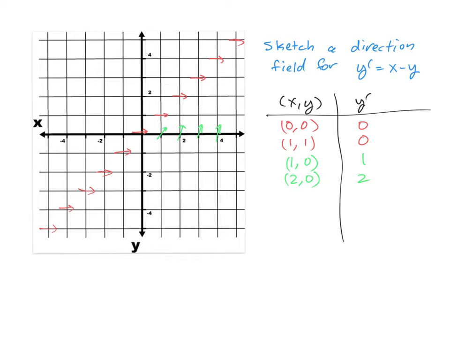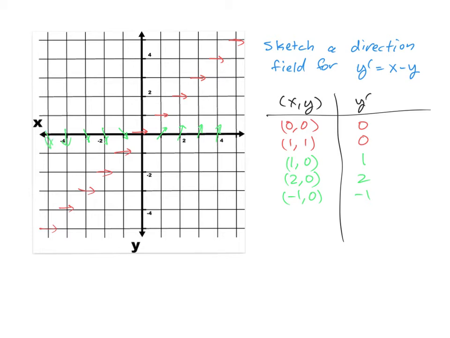Going backwards, if I use the point negative 1, 0, then that slope is going to be negative 1. So back here, it's going down. And if I continue that pattern, it's going to be negative and steeper as I move my way to the left.